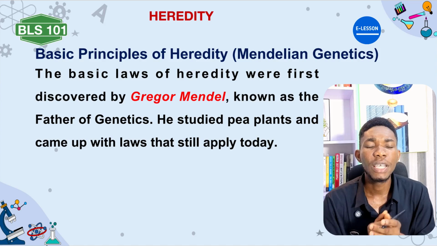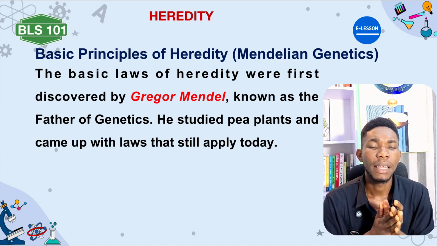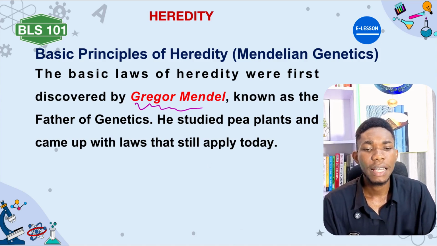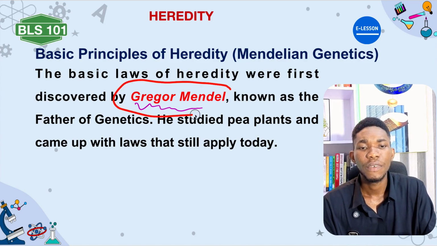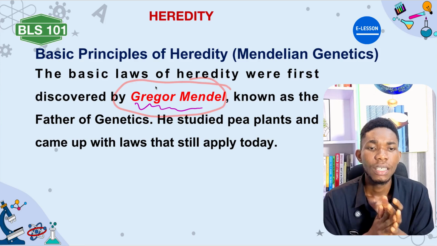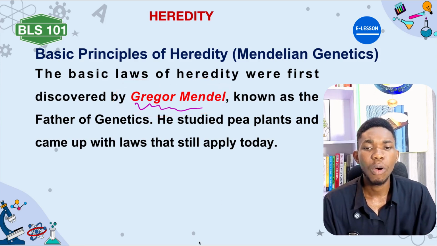Now, the basic principle of heredity, Mendelian genetics. The first person that actually talked about heredity was Gregor Mendel, and he was known as the father of genetics. So you may be asked, who is known as the father of genetics? The correct answer is who? Gregor Mendel. He studied pea plants and came up with laws that still apply today.